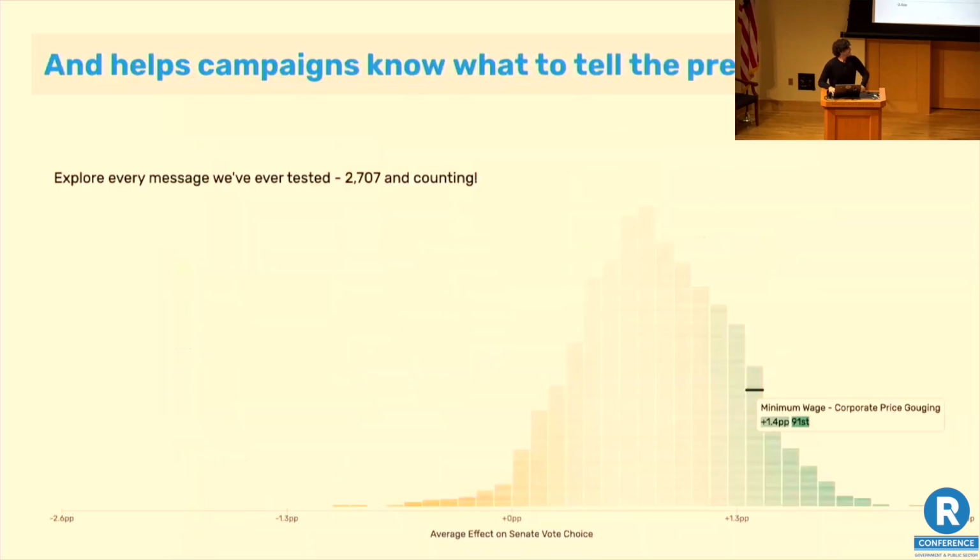But it also helps us know what to tell the press. So here we have a histogram of all of the different talking points that people have tested. We have several thousand in our library. It's available for free for anyone in the Democratic Party who wants it. And what you can see is that the best talking points really do a lot better than the worst talking points. And so it is actually important to rank these things and try to say more of the good things and not the bad things.